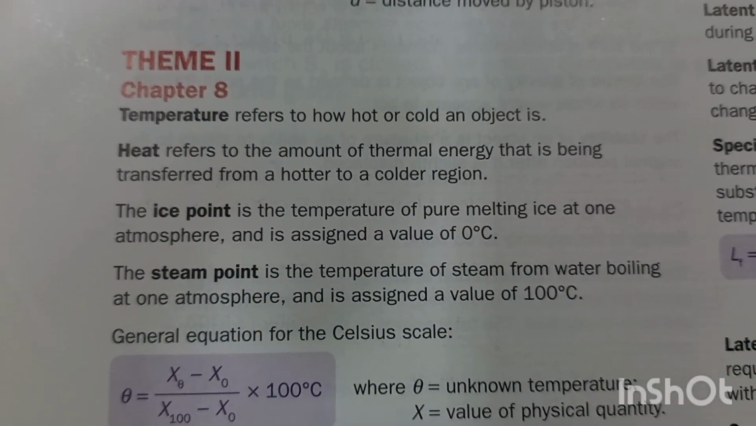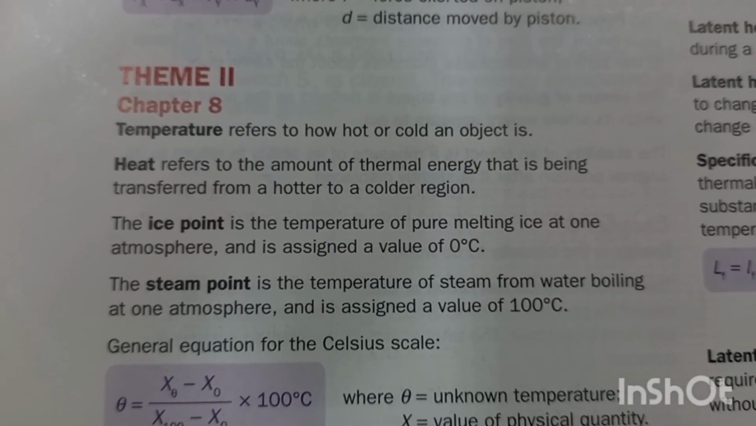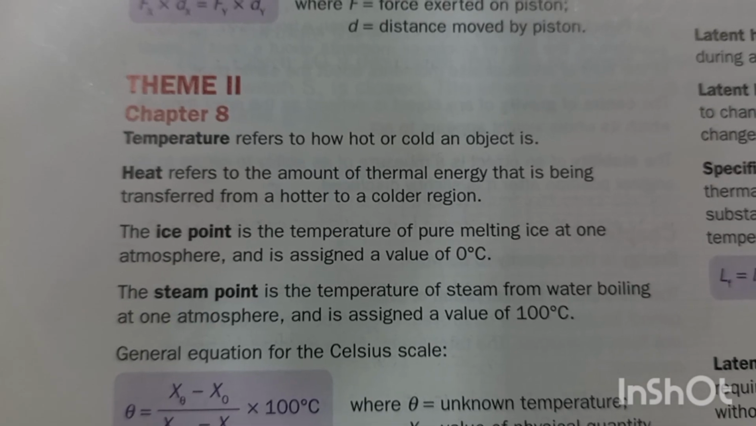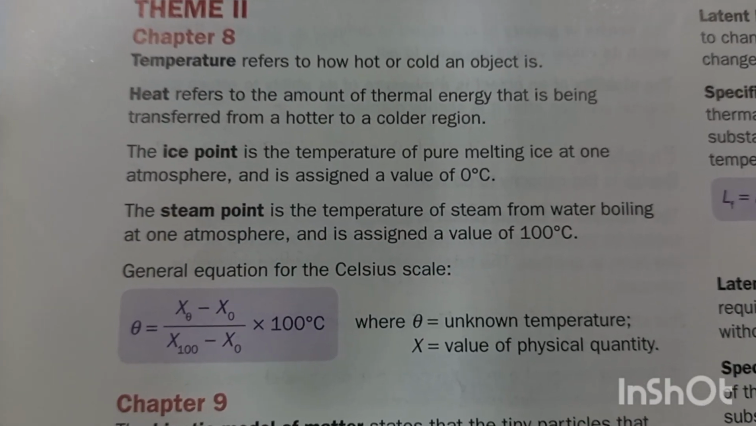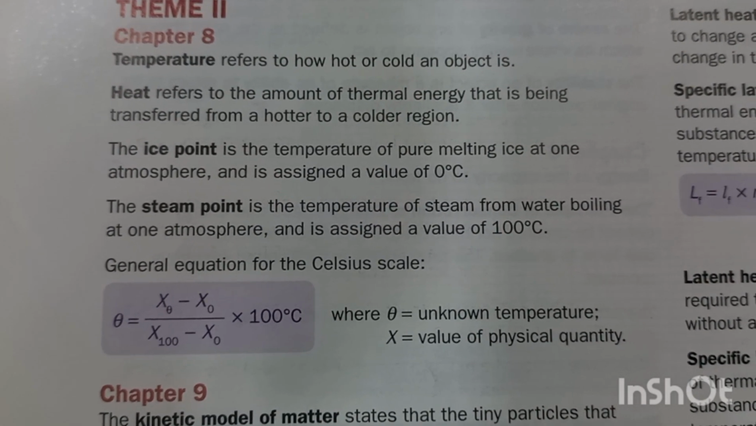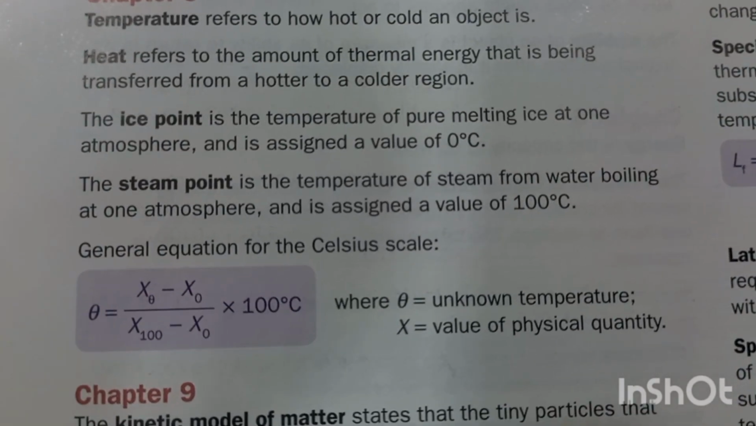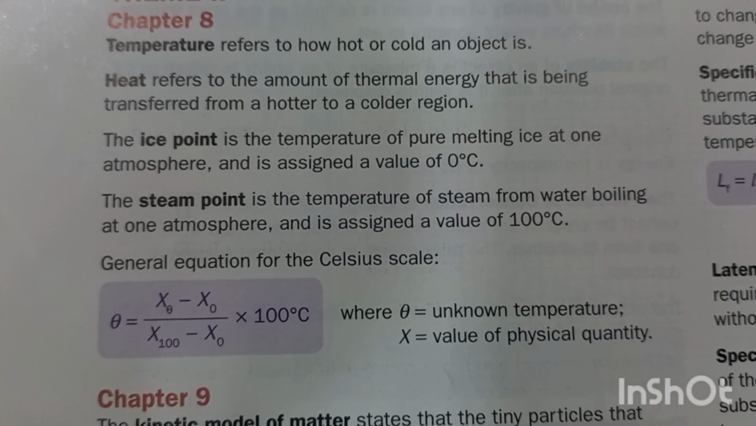The ice point is the temperature of pure melting ice at 1 atmosphere and is assigned a value of 0 degrees centigrade. The steam point is the temperature of the steam from water boiling at 1 atmosphere and is assigned a value of 100 degrees centigrade.